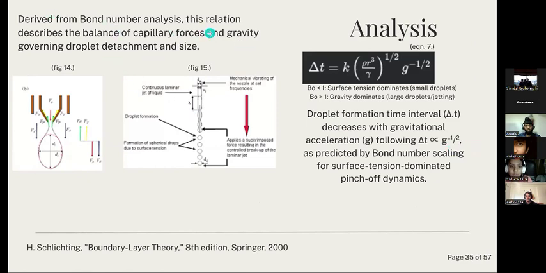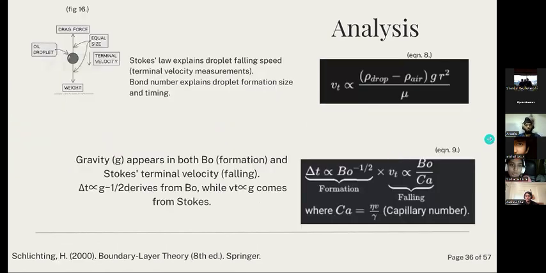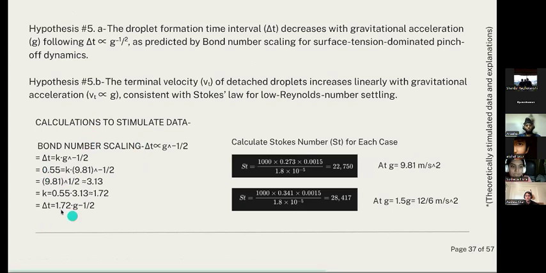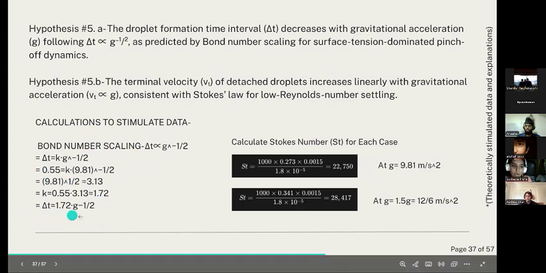Derived from the Bond number analysis, this relation describes the balance of capillary forces and gravity governing the droplet detachment and size, as you can see here. Stokes law explains the droplet's falling speed, whereas the Bond number explains the droplet formation size and timing. So here, as you can see, the Bond number has been calculated with delta T as 1.72.